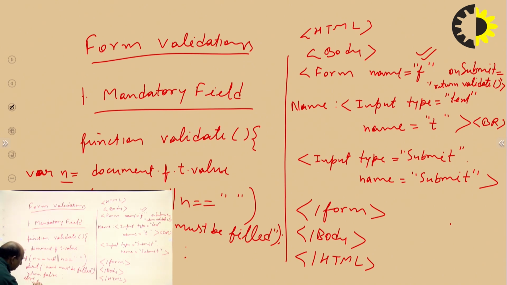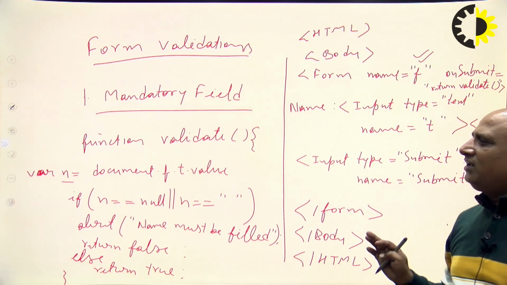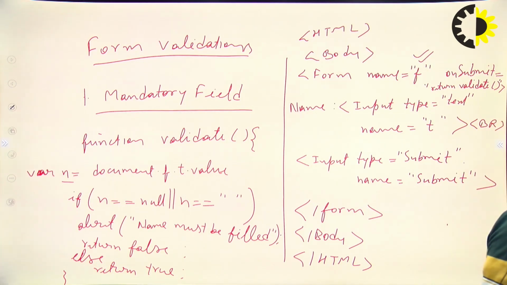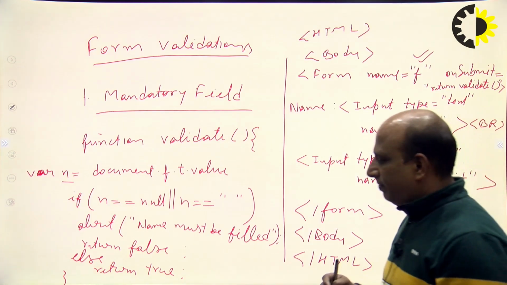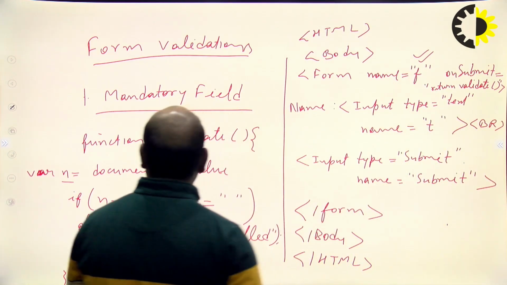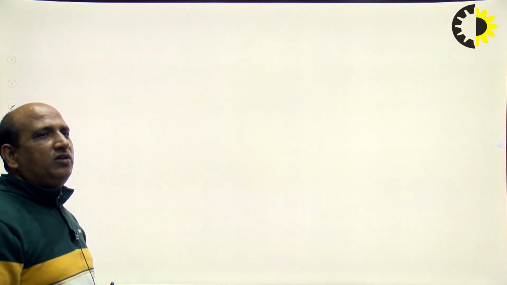Else return true. If it is correct, it will be returned. This way you can apply a validation to make a field mandatory by using JavaScript, and this may be done on the user side, client side, as well as server side. Okay, I hope you understood. Now the next validation we are going to apply.